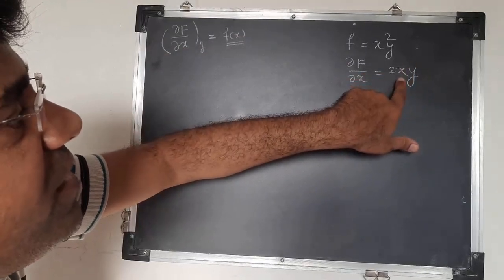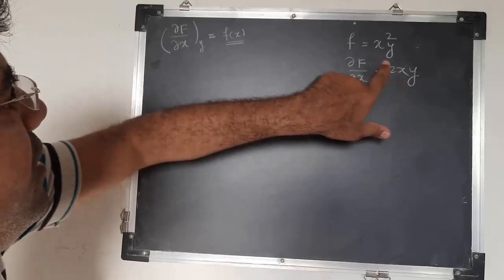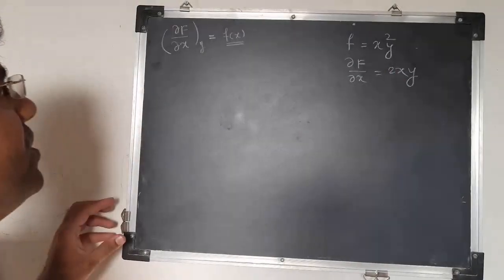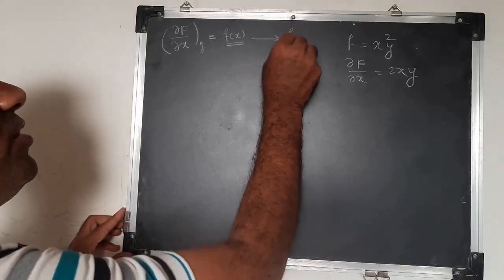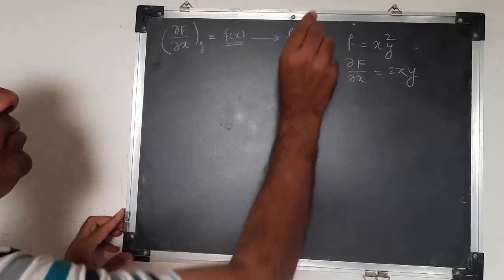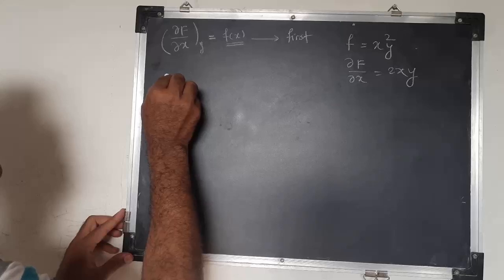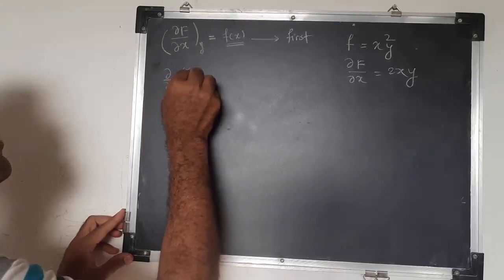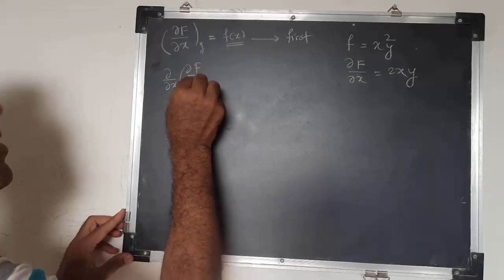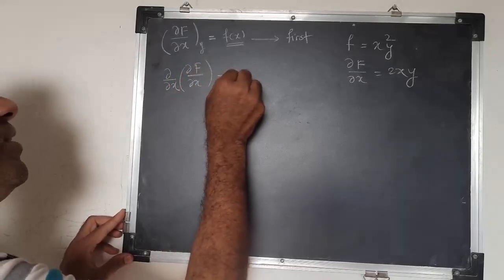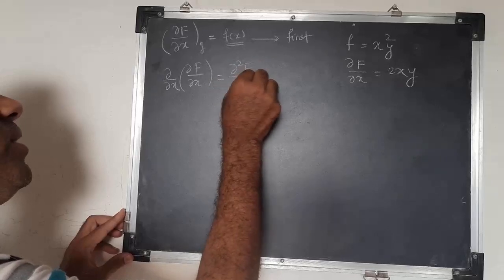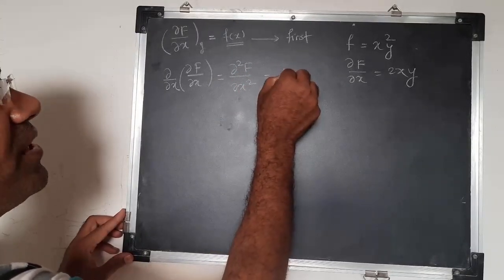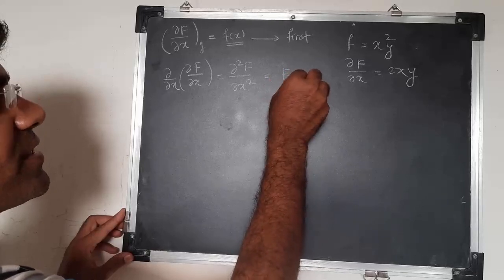2xy is again a function of x. Then we can go to the second order derivative. So this is your first order derivative. What is the second order derivative? This is delta by delta x of delta f by delta x. Then we can write delta 2f by delta x square. The same quantity we can write as f of x.